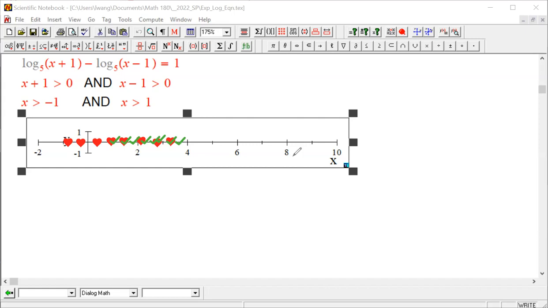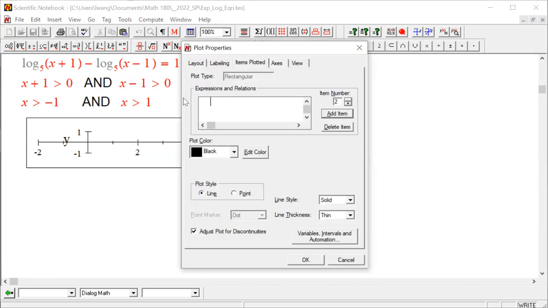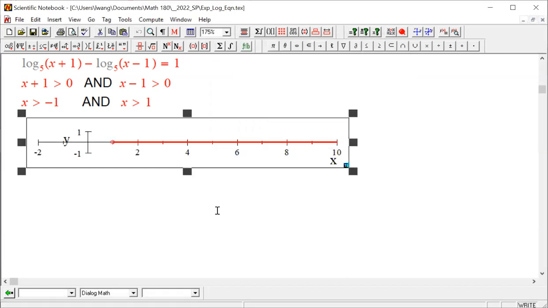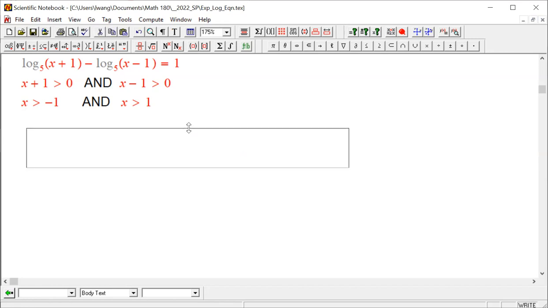So when we are graphing, the domain would be larger than 1, and there's going to be a circle at that point, meaning that 1 is not included. That piece is the domain. Both conditions must be satisfied. Now, everything is going to be done in the domain.